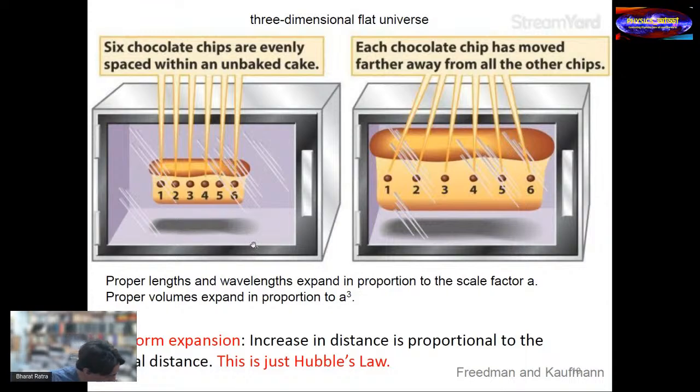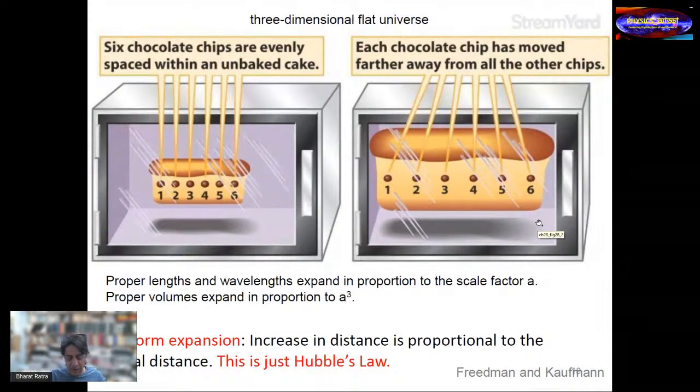So if we ask what an observer sees on any of these chocolate chip cookies, we put her on chocolate chip cookie 2 and ask her what she sees. She'll tell you she sees 1 and 3 and 4 and 5 and 6 move away from her. And you put an observer on chocolate chip cookie 4 and you ask him what he sees, he's going to tell you all of them move apart from each other.